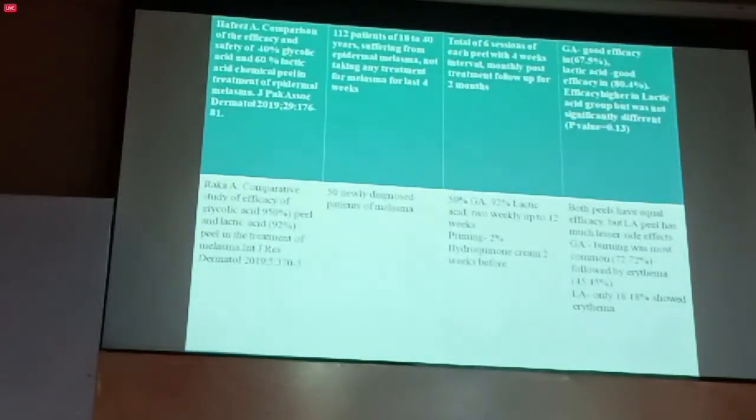In another 2 studies which were published recently, 112 patients of 18 to 40 years of age suffering from epidermal melasma, not taking any treatment for melasma for the last 4 weeks, were included. A total of 6 sessions of each peel with a 4-week interval monthly. Post-treatment follow-up was done for 2 months. What they found was that glycolic acid showed good efficacy and lactic acid also showed good efficacy. Efficacy was higher in the lactic acid group, but it was not significantly different.